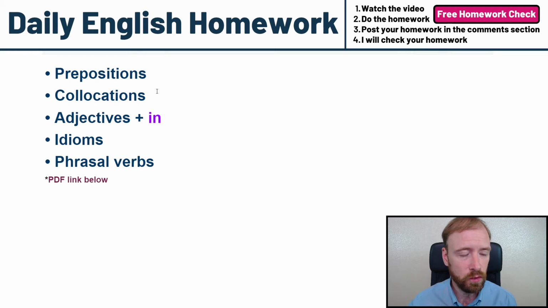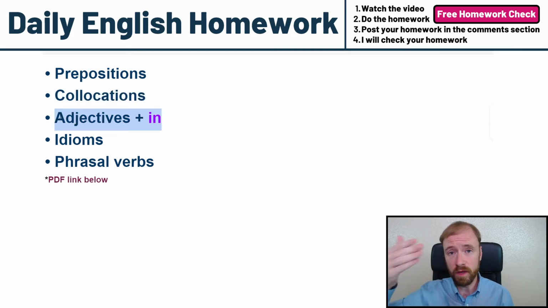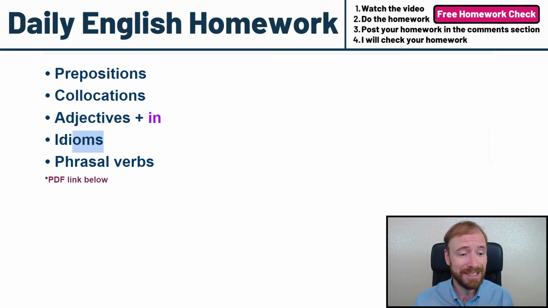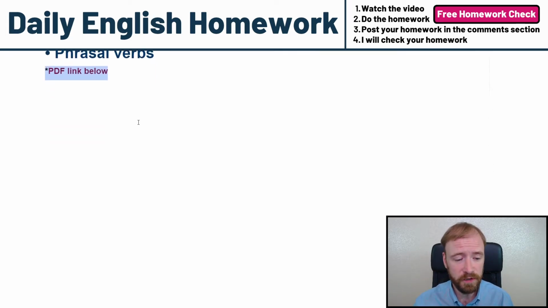Now, what you need to know is in is very common as a preposition. Something is in. It's very common, and that's the easiest way to use in, but in is also used in collocations. I'm going to talk about that later. There are adjectives that we add in after. There are idioms. There are phrasal verbs. There are so many ways to use in, and I will put a PDF link of this lesson in the comments section if you want to download it and check it later, because there's just so much information. Okay, let's move along here.